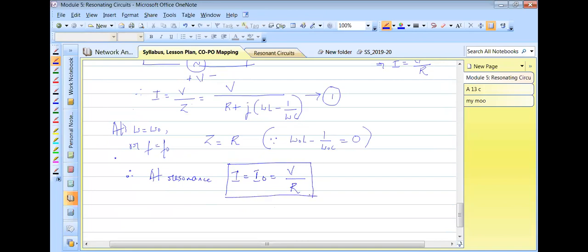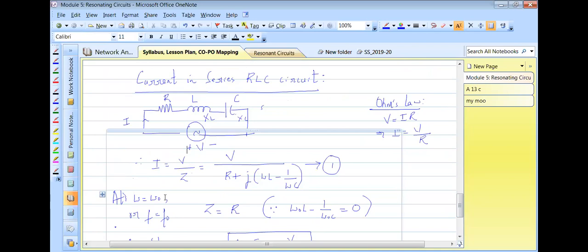I repeat again. I flowing when the circuit is not at resonance is V by Z. But when the circuit is at resonance, what is Z? This Z is just R, because omega naught L minus 1 by omega naught C is 0. Why have I written omega naught L minus 1 by omega naught C? Because I'm talking about omega equal to omega naught, that is at resonance. This part is 0, so you'll be left with only R. So Z is R at resonance.